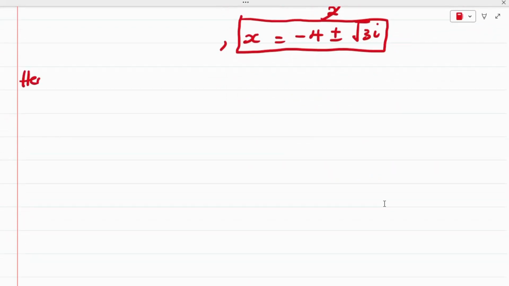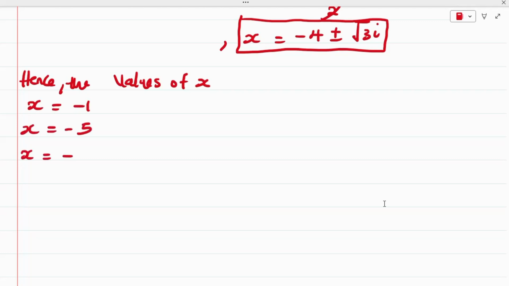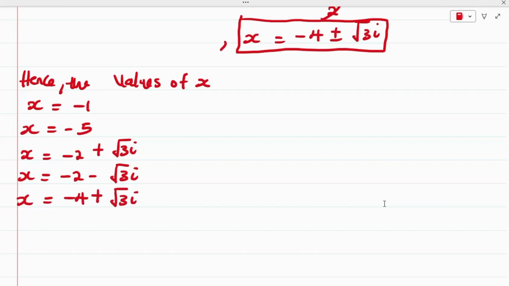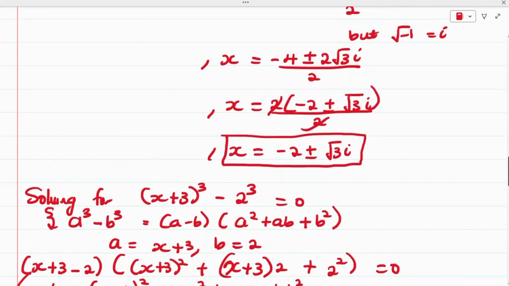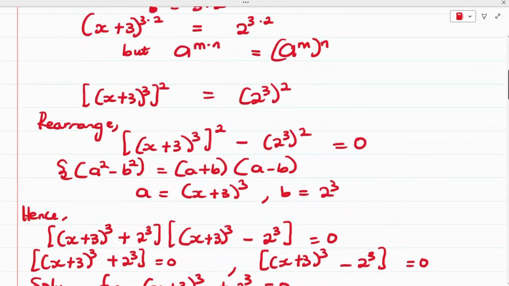So we're going to say hence the values of x are given as x = −1, x = −5, x = −2 + √3 i, x = −2 − √3 i, x = −4 + √3 i, and x = −4 − √3 i, where all of these are complex roots. Alright, so with this, guys, we have been able to solve this 9th algebra math Olympiad problem, and we have been able to find all the values of x.